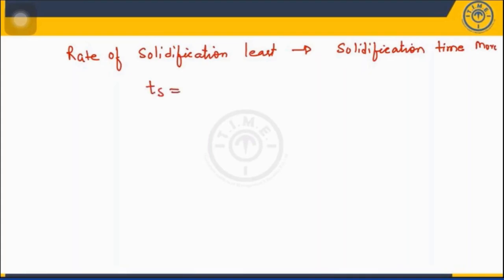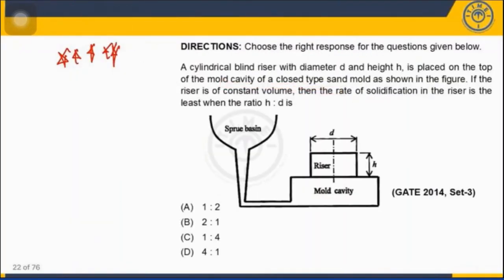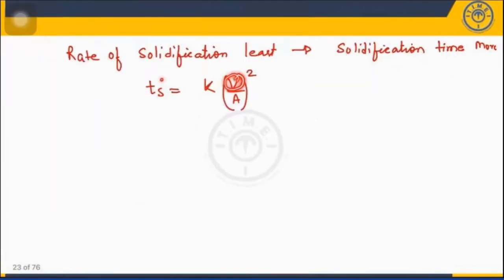You know that the solidification time formula is K into V by A whole square. Now you see, it is given that the volume is constant. That means the solidification time is related only to the area. So if the area is minimum, can I say the solidification time will be maximum? Yes or no? Solidification time will be maximum when the area is minimum. If you understood this important thing, your problem will be solved.